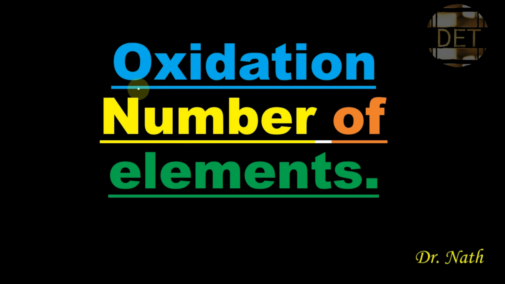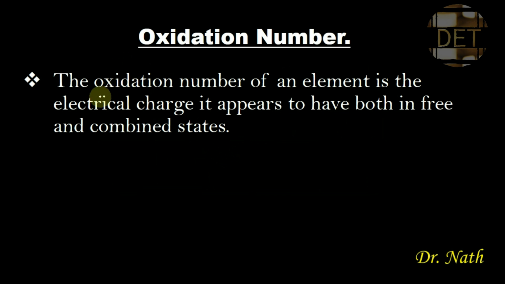In this video, we'll look at the oxidation number of elements. The oxidation number of an element is the electrical charge it appears to have both in free and combined states. That charge, when the element is free and when it is in combined state, is referred to as the oxidation number of that element.